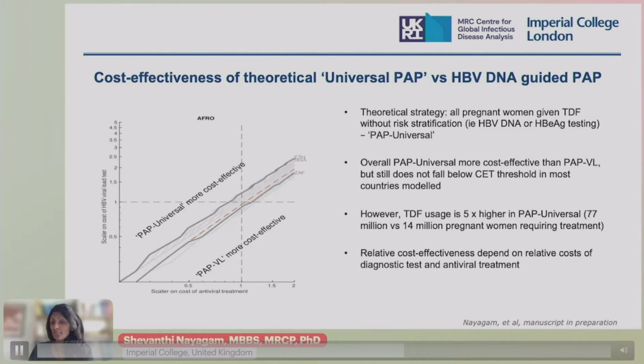Also, tenofovir usage in the PAP universal is 5 times higher than in the PAP viral load strategy. So 77 million versus 44 million pregnant women requiring treatment on a global level. And again, the relative cost effectiveness depends on the relative costs of the diagnostic tests for viral load and antiviral treatment. So we explored the space in all the countries, and this panel is, each grey line represents a country in the WHO Afro region.